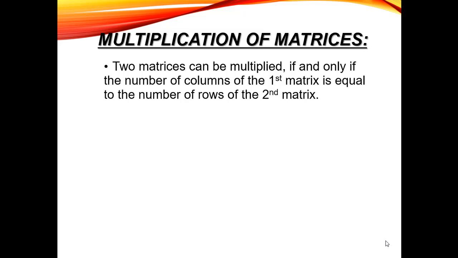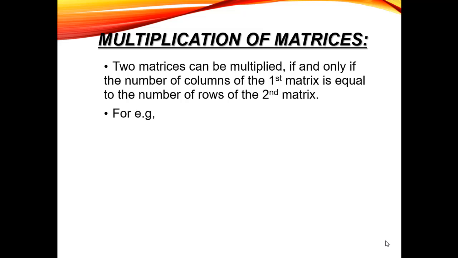Two matrices can be multiplied if and only if the number of columns of the first matrix is equal to the number of rows of the second matrix. This is the condition that you need to understand and remember: if this condition is not fulfilled, you are not allowed to multiply any two matrices.